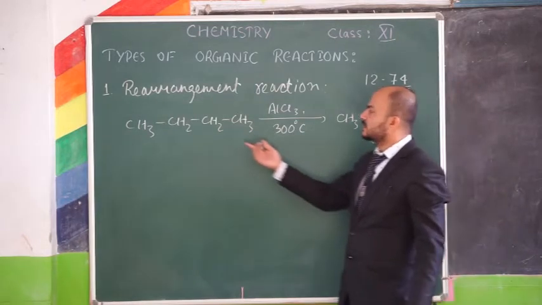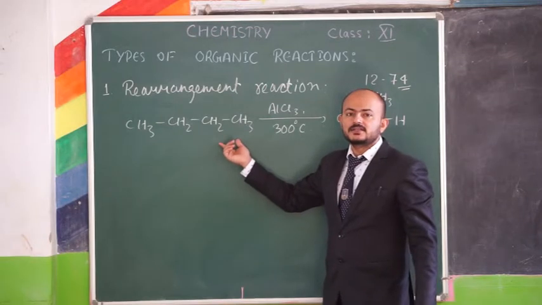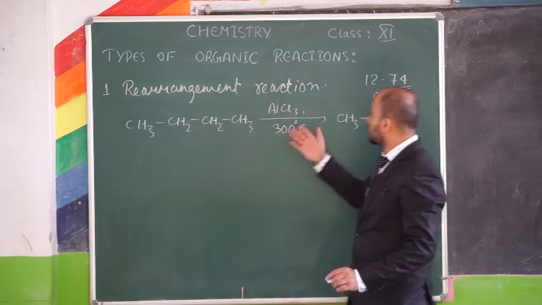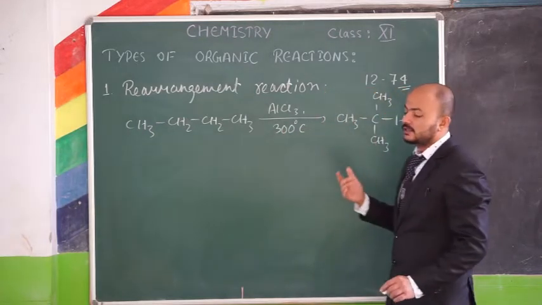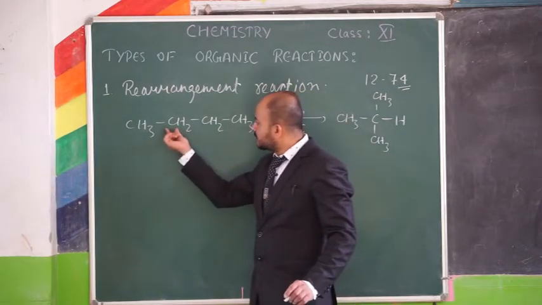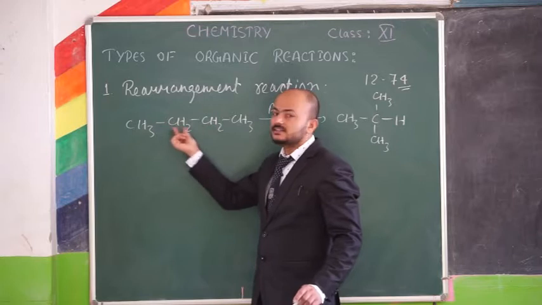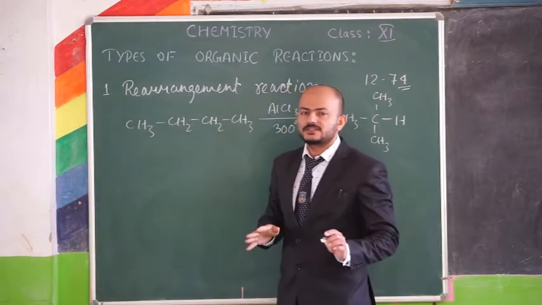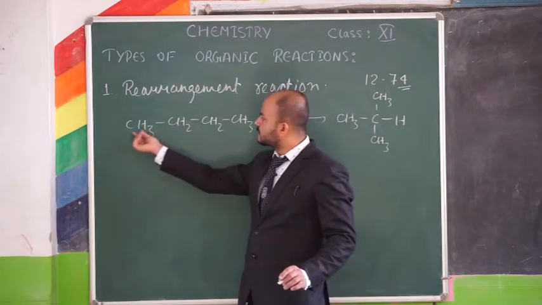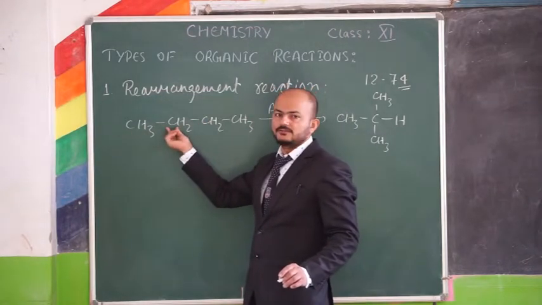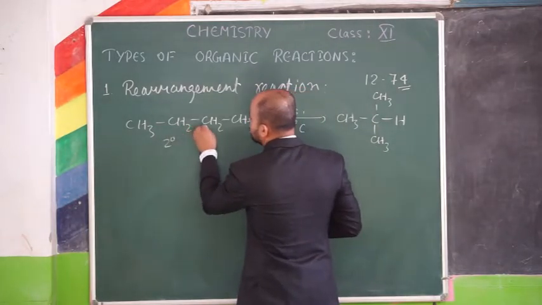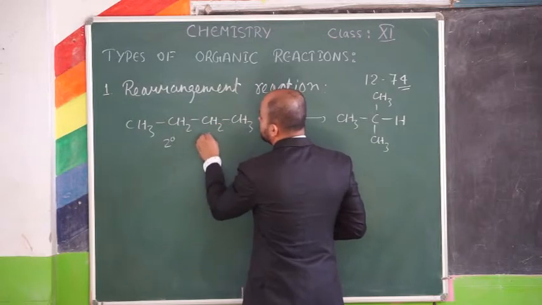So why does this rearrangement reaction take place? What drives it to be converted into this? The reason behind this is stability. Here you can see that this carbon and this carbon are second degree carbons. I have already taught you what first degree, second degree, and tertiary carbons are. This carbon is directly attached to how many carbons? 2 carbons. Therefore this is second degree carbon. Likewise this carbon is also directly attached to 2 carbons, so it is also second degree.